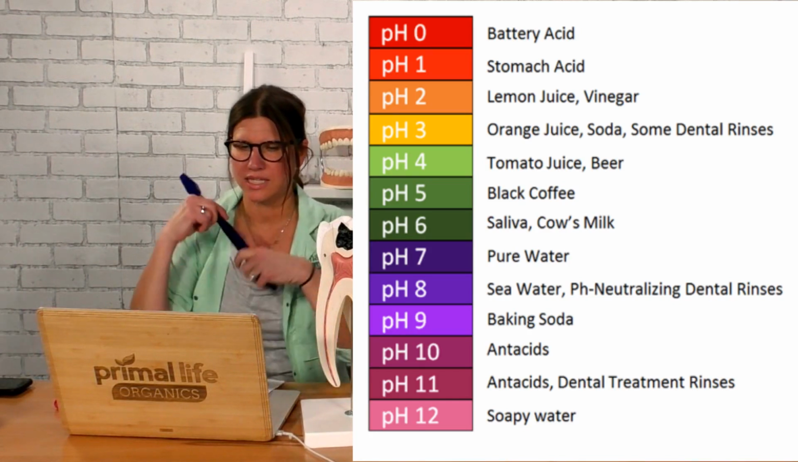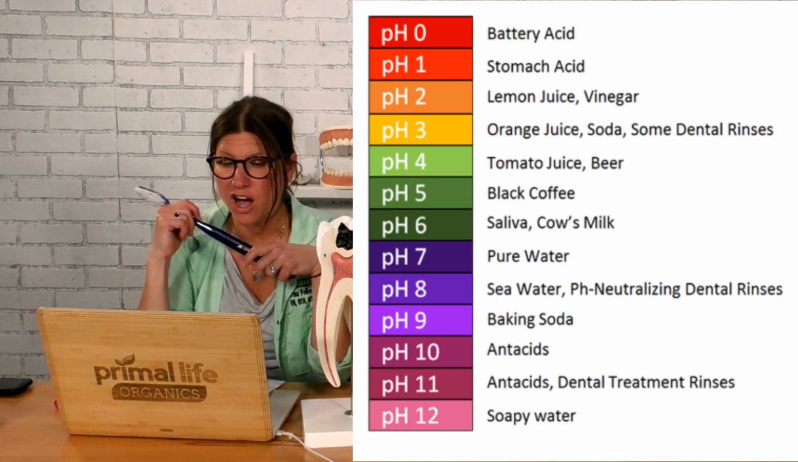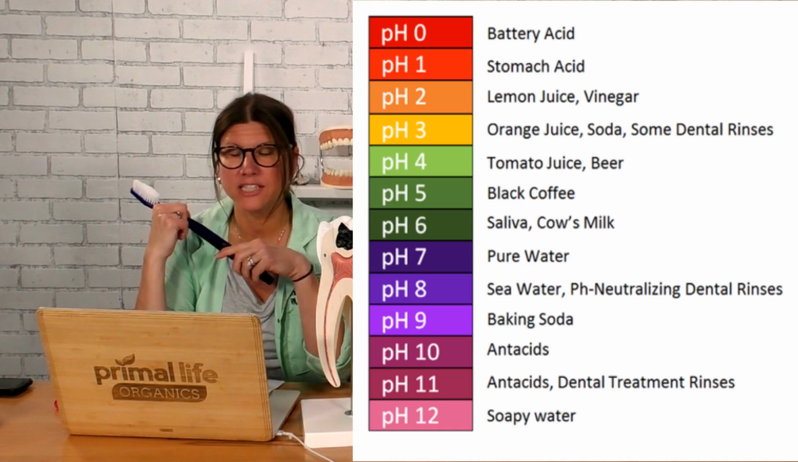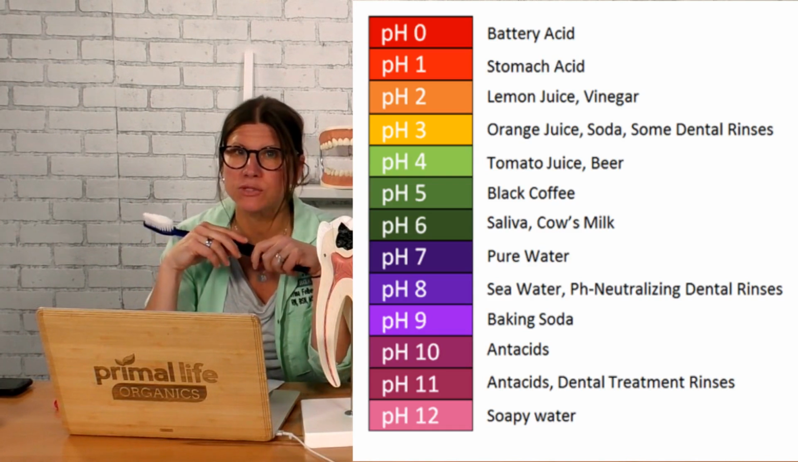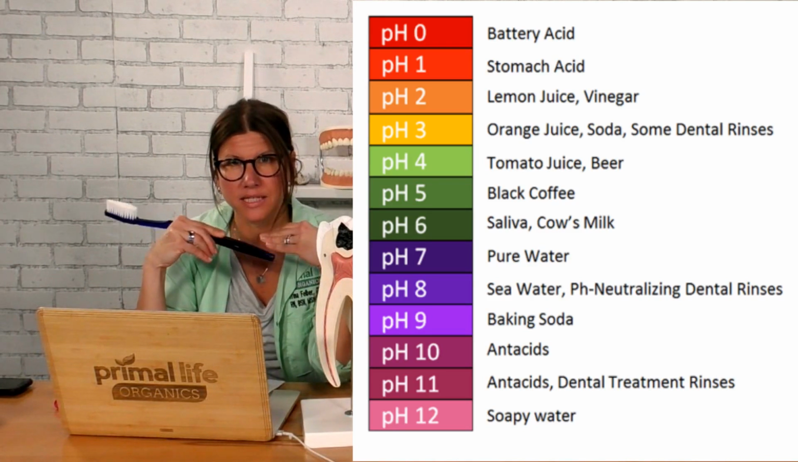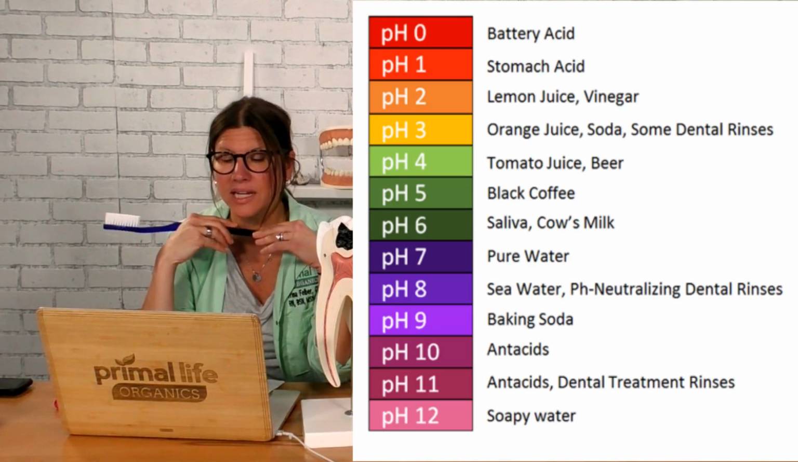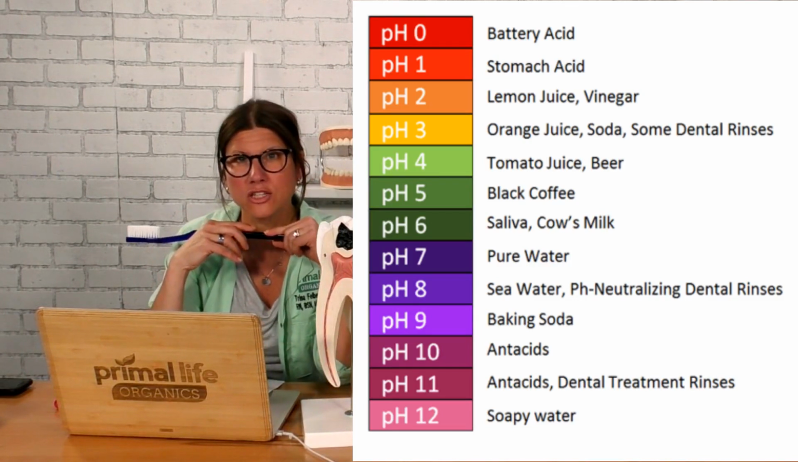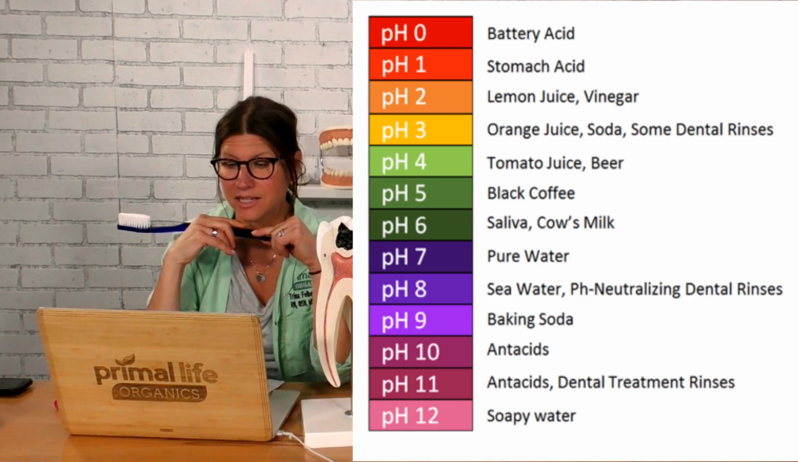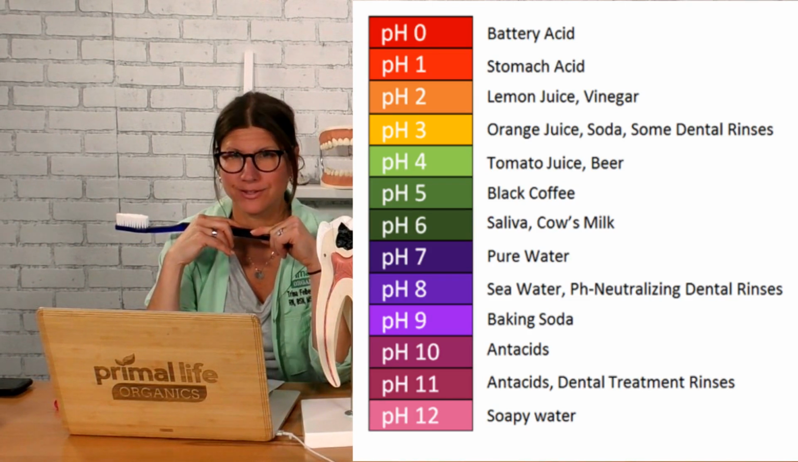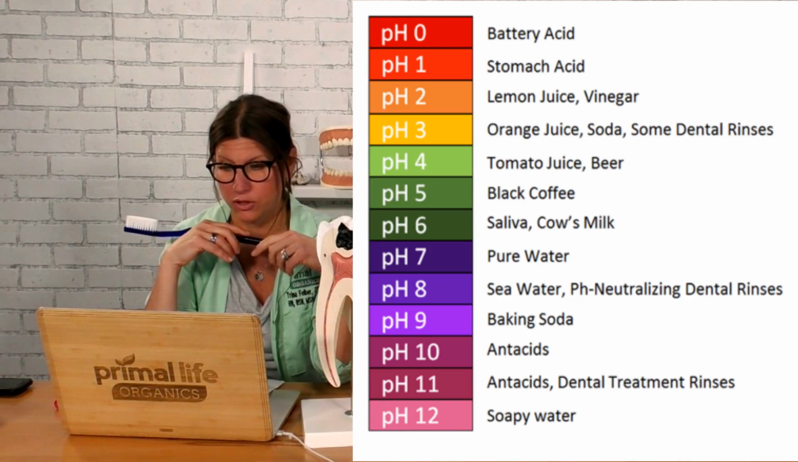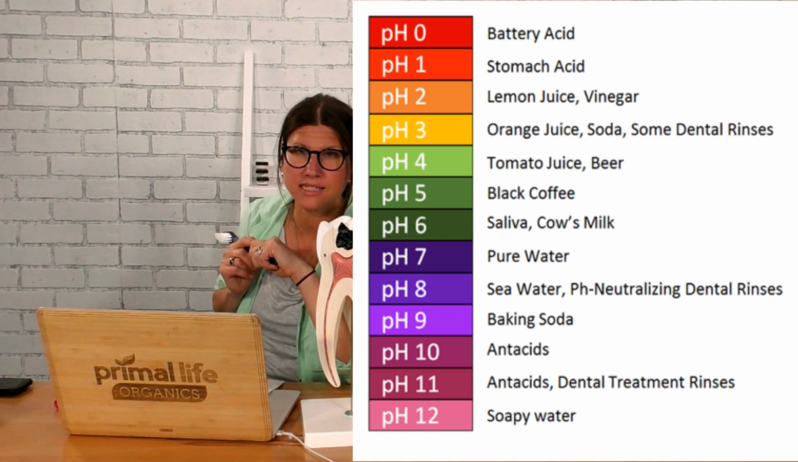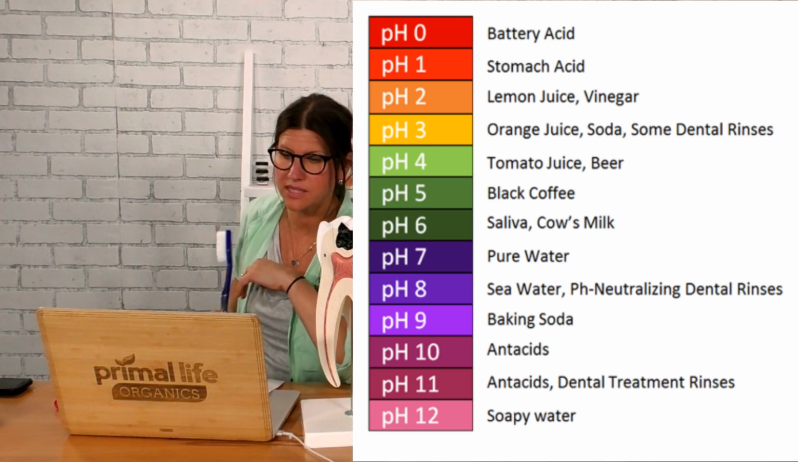Tomato juice and beer are around 4. Black coffee is around 5. Milk and saliva are a pH of around 6. Now 6 is where it starts to become better for your teeth. This is important because saliva is one of the things that you want to promote in your mouth, and I'm going to get into that in a minute because that can help with your remineralization. Pure water is 7 unless you buy alkalized water.